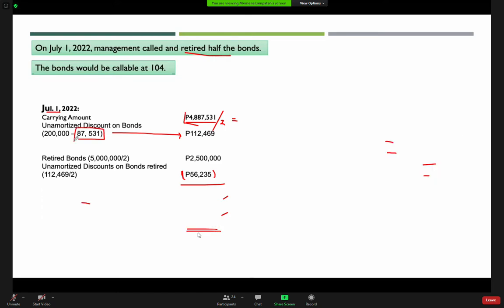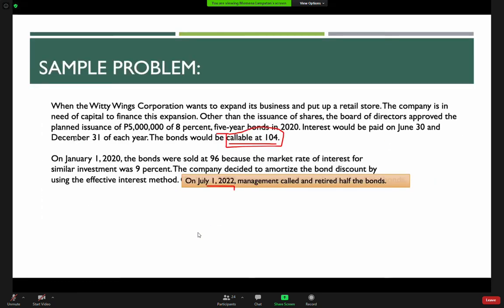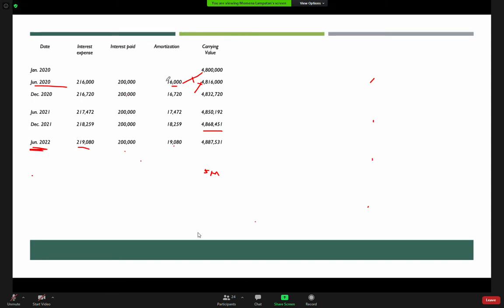Sige, balik tayo dun sa amortization table. I-add mo hanggang dito. Sige, try mo yan i-add. Yan yung total amortized discount. So, that is 16,720. Yes, ma'am. Okay? So, yun.